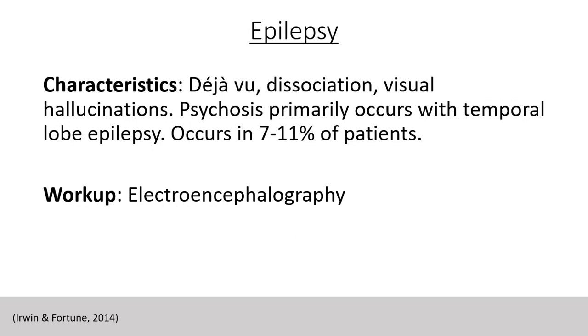Epilepsy may be suspected as a cause in the context of déjà vu, dissociation, and visual hallucinations. Psychosis primarily occurs with temporal lobe epilepsy and occurs in 7 to 11% of patients. The workup would include an electroencephalogram.